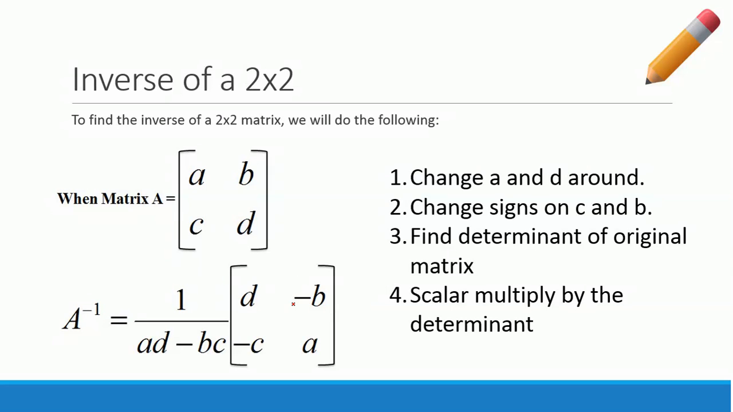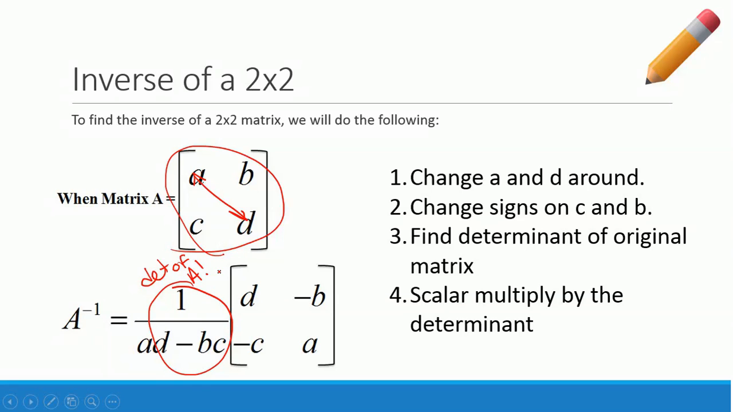So to find the inverse of a 2x2 matrix, we're going to do the following. We're going to change A and D around. So basically A and D are going to flip spaces. So you see how D is now at the top and A is at the bottom? Then we're going to change the signs on C and B. So basically if it was positive, it's going to become negative. If it was negative, it's going to become positive. Then we're going to find the determinant of the original matrix and scalar multiply by it. So this right here is the determinant of A. Alright? And we're going to do 1 over the determinant of A.